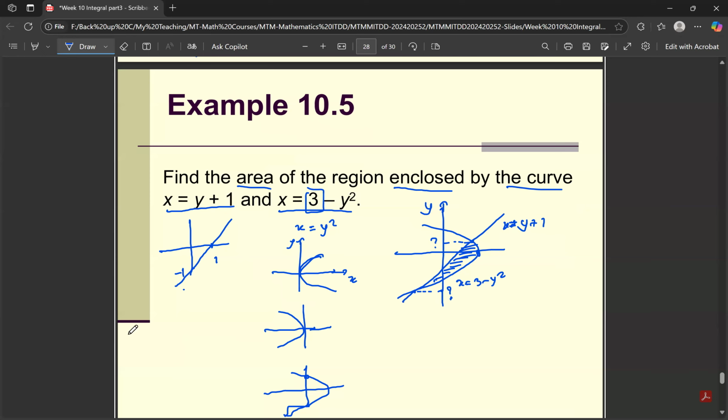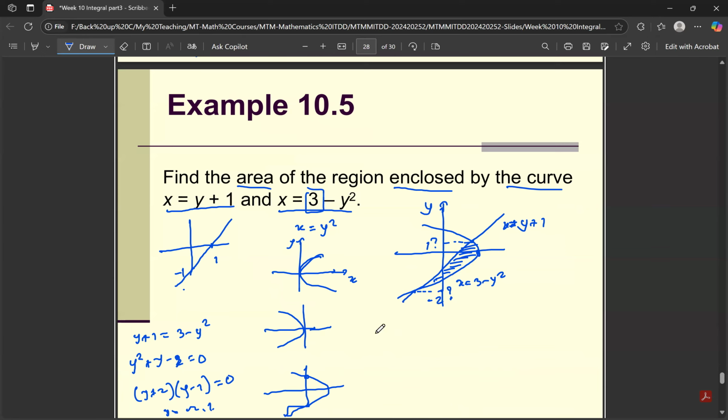So we want to find this value, and as we know from the previous, we can find the intersection by equalizing these functions. We have y plus 1 is equal to 3 minus y squared, and move to the left, we have y squared plus y minus 2 is equal to 0. And we have y plus 2 and y minus 1. I think it is the same with the previous example. Y is equal to minus 2 and 1.